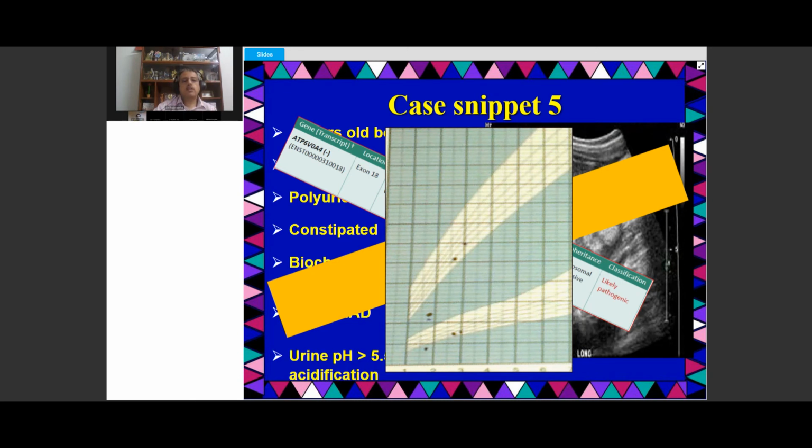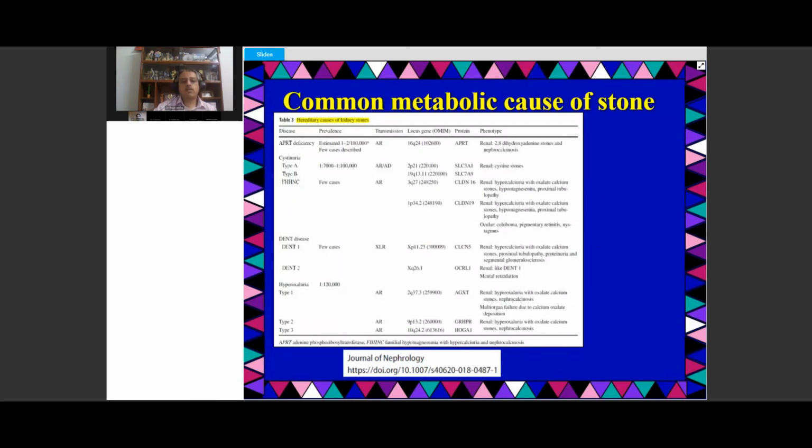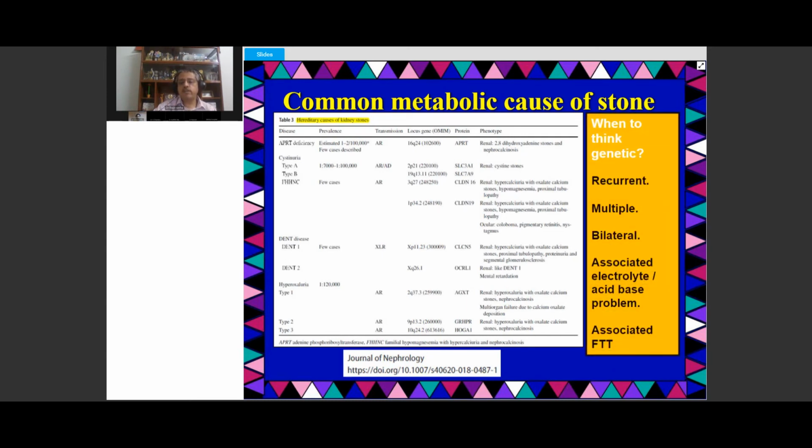So for the various common metabolic causes of stones, when should we suspect them? If there's a family history, recurrent stones, multiple stones, bilateral stones, associated electrolyte or acid-base problems, and associated failure to thrive. I haven't put up a slide here, but now there is a push for subjecting these children with nephrolithiasis to NGS, and studies have shown that they do have a good positive outcome from this NGS.